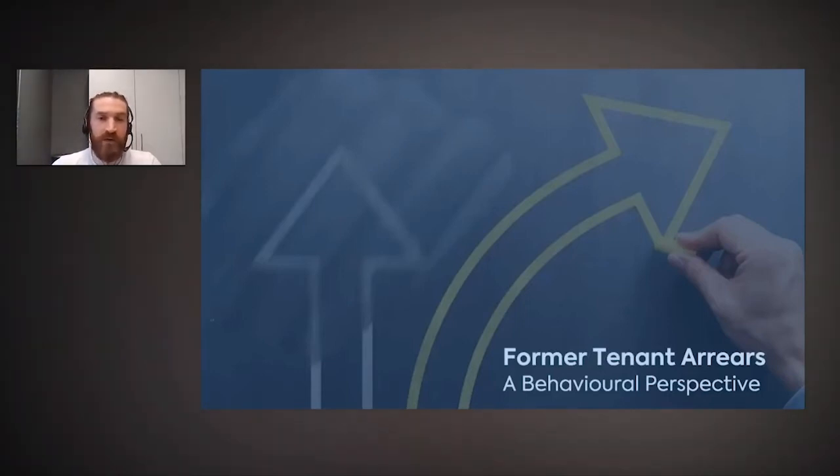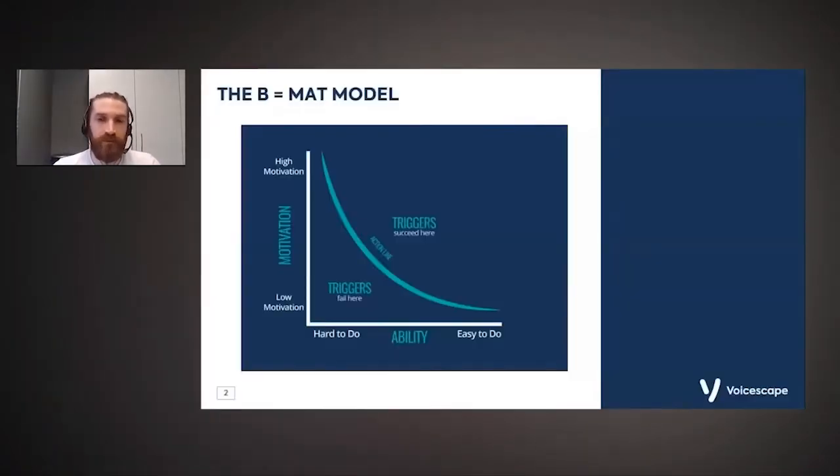To do this, I'm going to use a behavioural science framework called BMAT to help structure our thinking around former tenant arrears. So BMAT was created by the founder of Stanford University's Persuasive Technology Lab. So not only is it a well-established model of human behavior, but its simplicity provides a really nice practical framework for thinking about behavior and how we can create effective behavior change interventions.